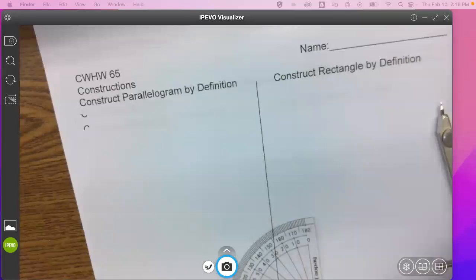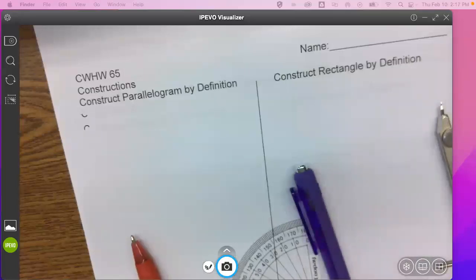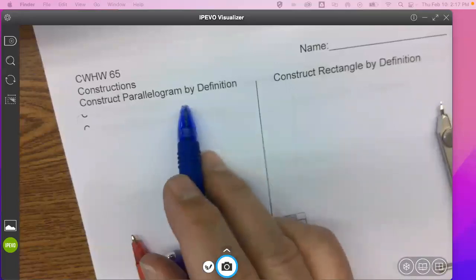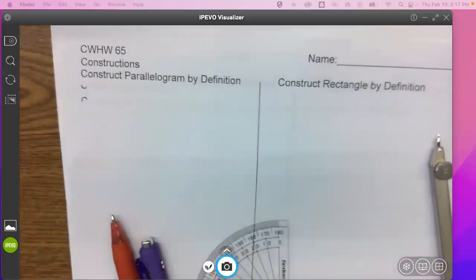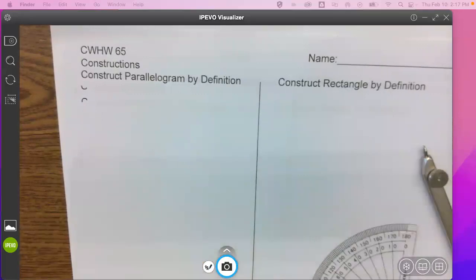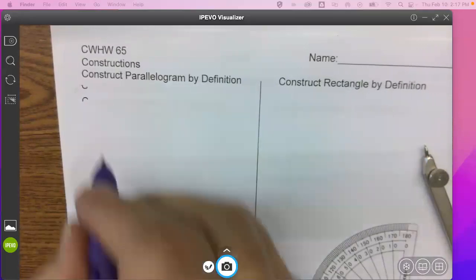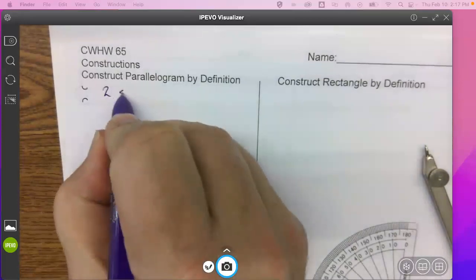I'm going to walk you through this. I'm going to use a bunch of different colors along the way to help you kind of see things, but generally, these are the tools. We're going to start by constructing a parallelogram by definition. So what is the definition of a parallelogram? Two sets of parallel sides.